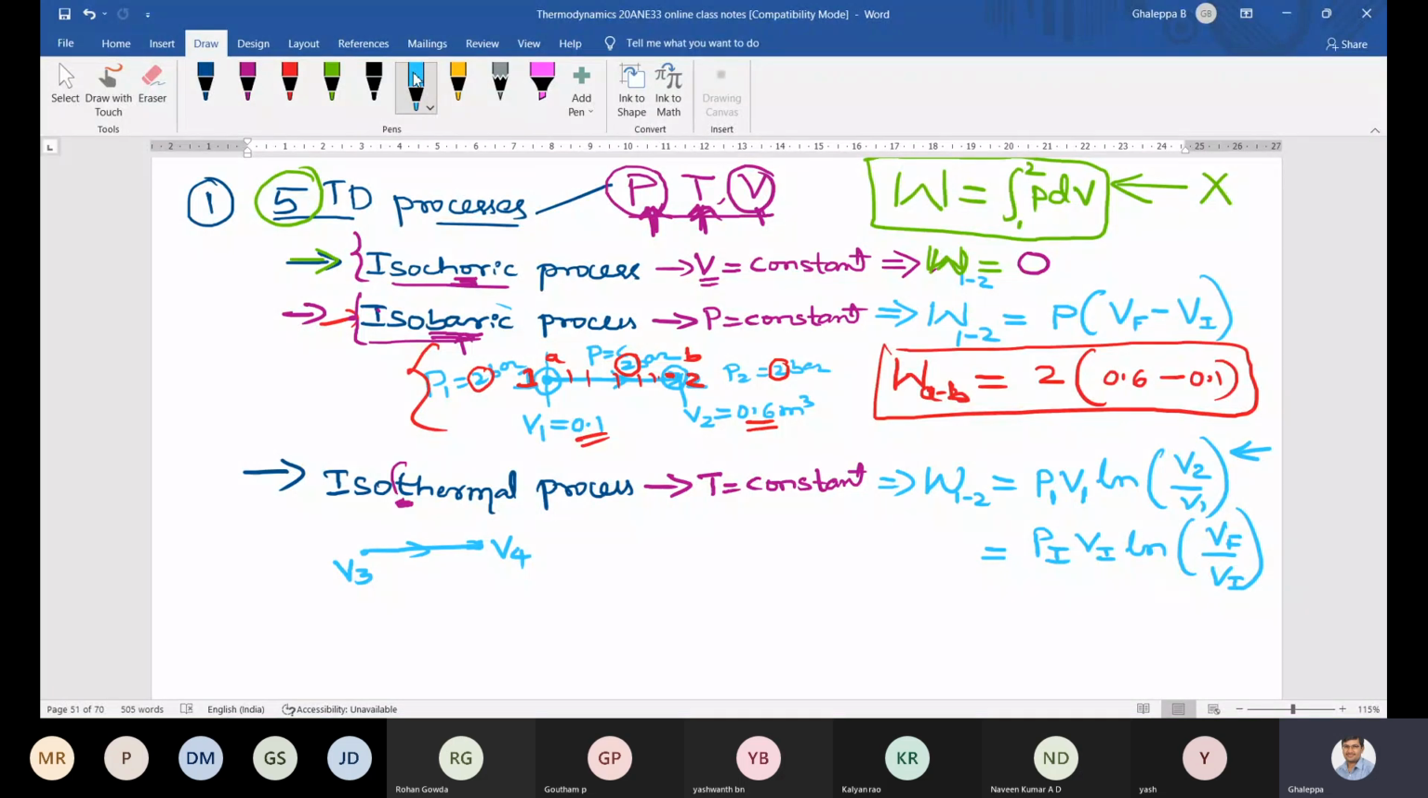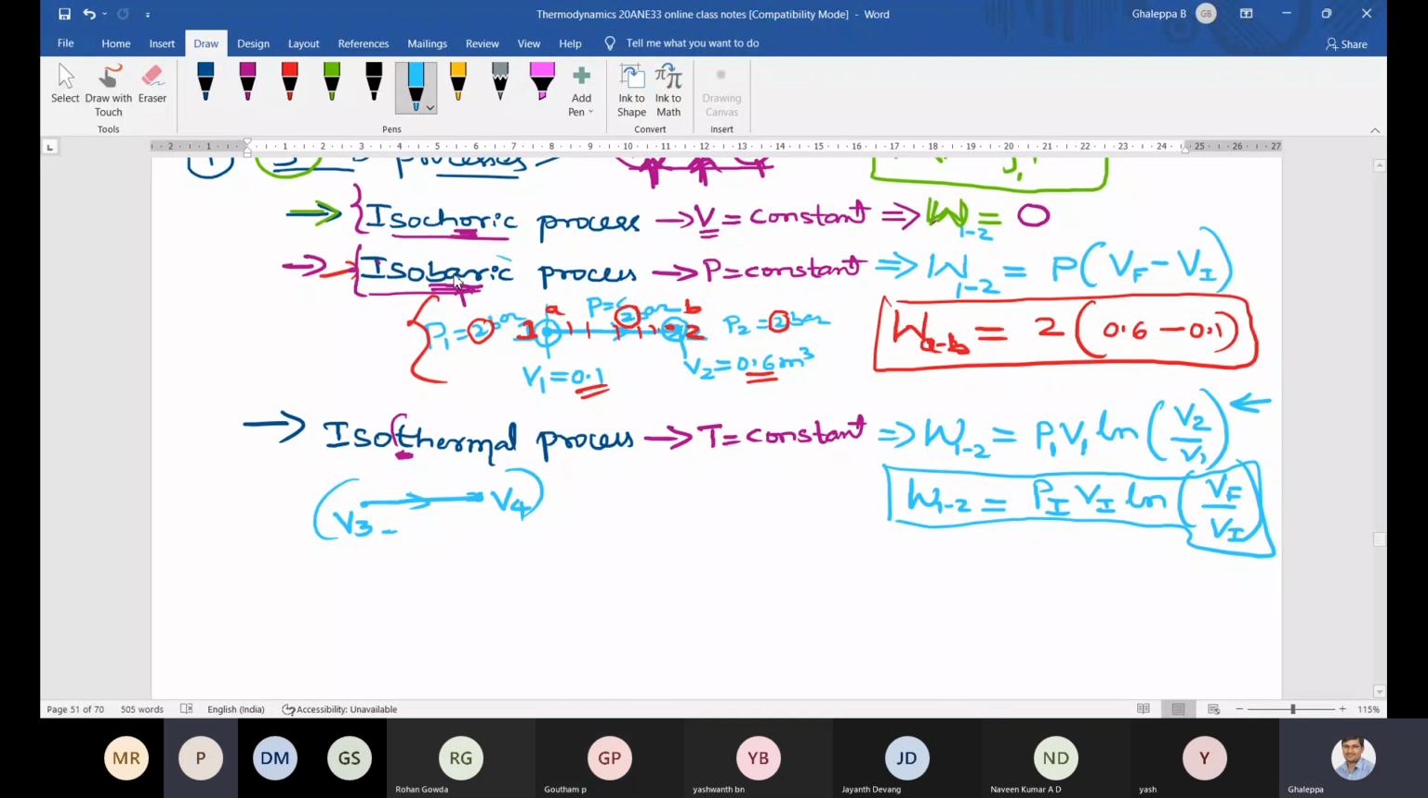Anybody, could you tell me the expression for work done for this process using this equation? Please tell me, anybody. W 3 to 4 equals P3 V3 ln of V4 divided by V3. Yes, this is how you need to write. So when you are writing an expression for isothermal, first you identify which is initial and which is final, and you substitute here.